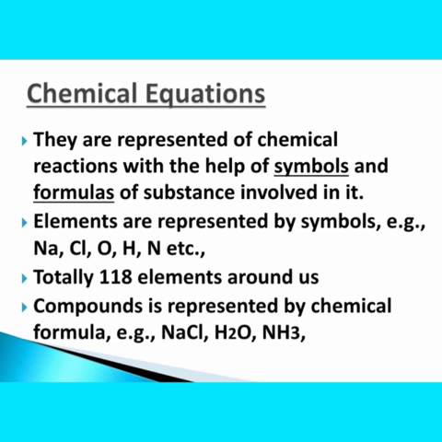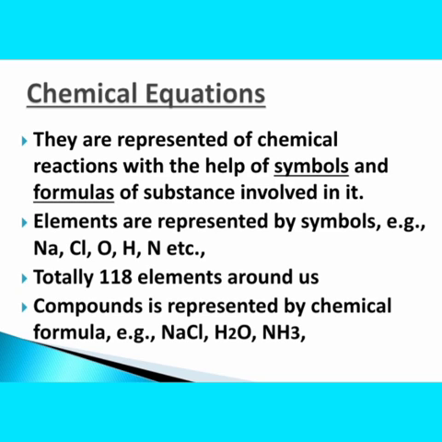Elements are represented by symbols. Example: Na, Cl, O, H, N. So these are elements. You know what elements are: the same atoms constitute to form elements, isn't it? For example, sodium is represented by Na. For chlorine it is Cl. For oxygen it is O. For hydrogen it is H. And for nitrogen it is N. So these are the elements and their symbols. In total we see 118 elements in the periodic table.